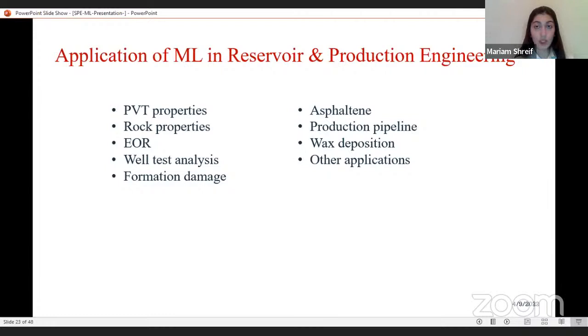Some applications in reservoir and production engineering: we can have an accurate estimation of the pressure, volume, temperature properties, so PVT properties, which are important for reservoir evaluation and for reservoir performance. We can also predict rock properties, which play a key role in reservoir simulation. We can also predict formation damage, wax deposition, and asphaltene precipitation. And we can also calculate some two-phase properties, such as the minimum miscibility pressure and the interfacial tension, which are important when we deal with enhanced oil recovery techniques.